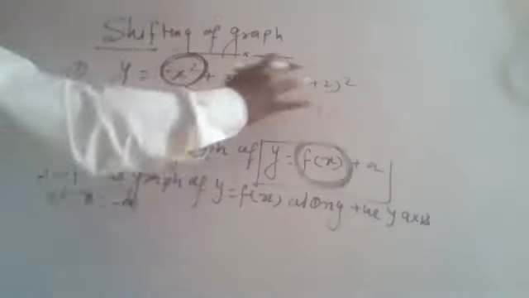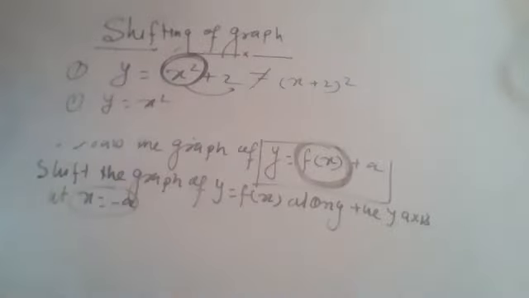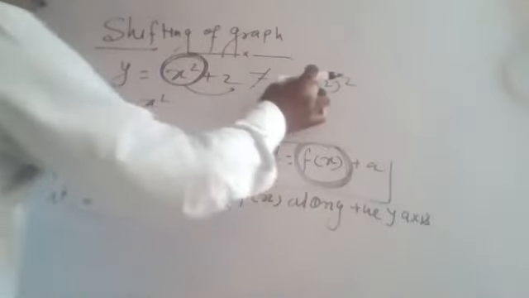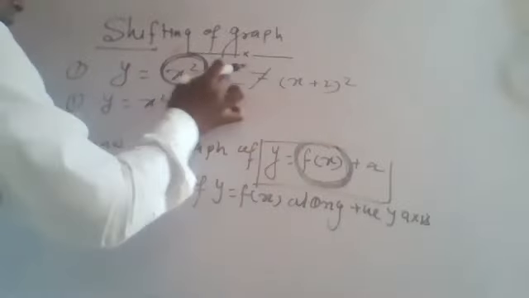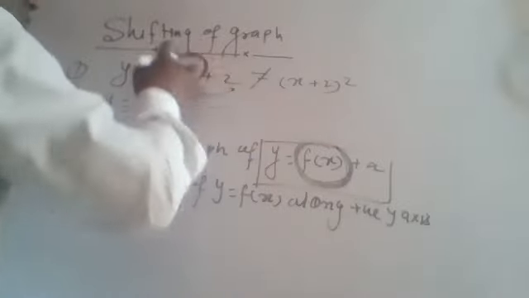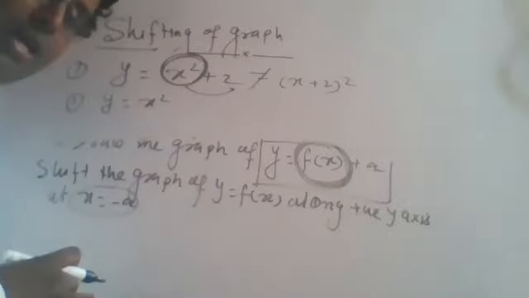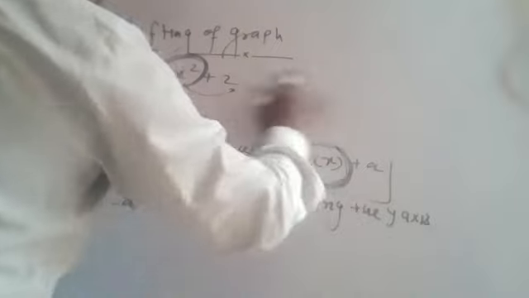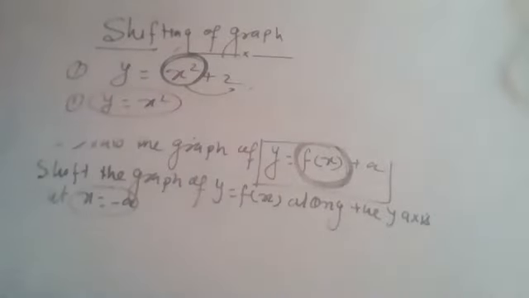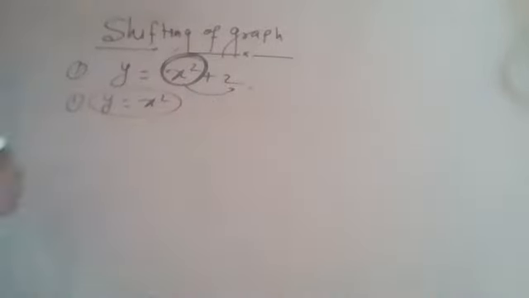These two are not the same thing, as you know very well. This one is x plus 2 whole square, constant added into the variable. And here, constant added into x square, not in x. So just keep in mind. Here we have to first draw the graph of y equals to x square, and after that shift the graph along positive y-axis. We get the desired graph.